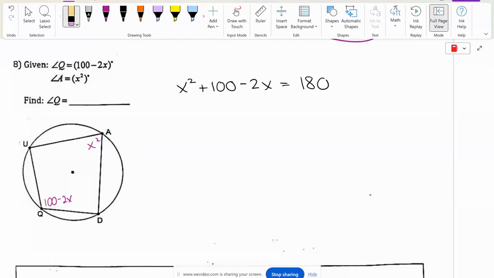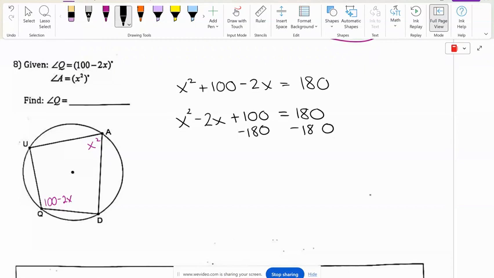And so following in route with what PJ was saying, in order to factor, we need to set it equal to 0. I'm also going to put it in descending order. So it's x squared minus 2x plus 100 equals 180. So I first put it in the right order, and now I will subtract that 180. So we have x squared minus 2x minus 80 equals 0.